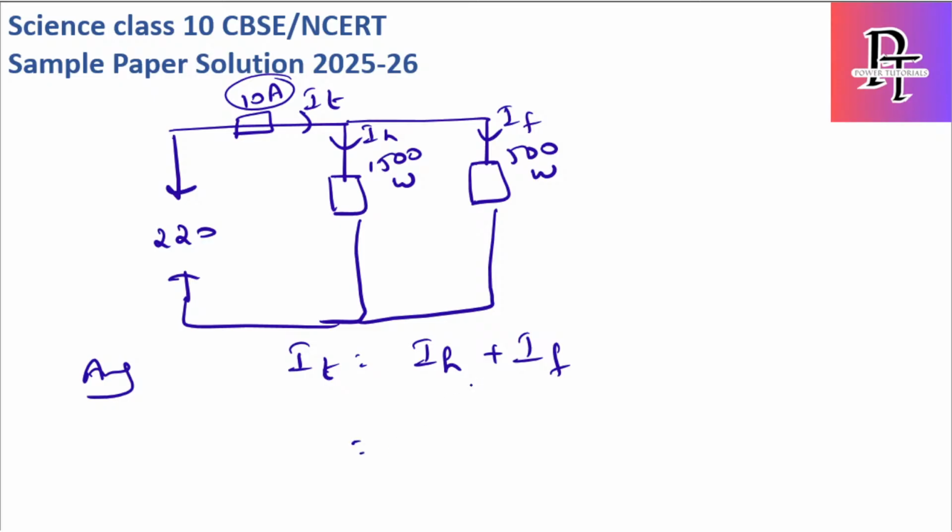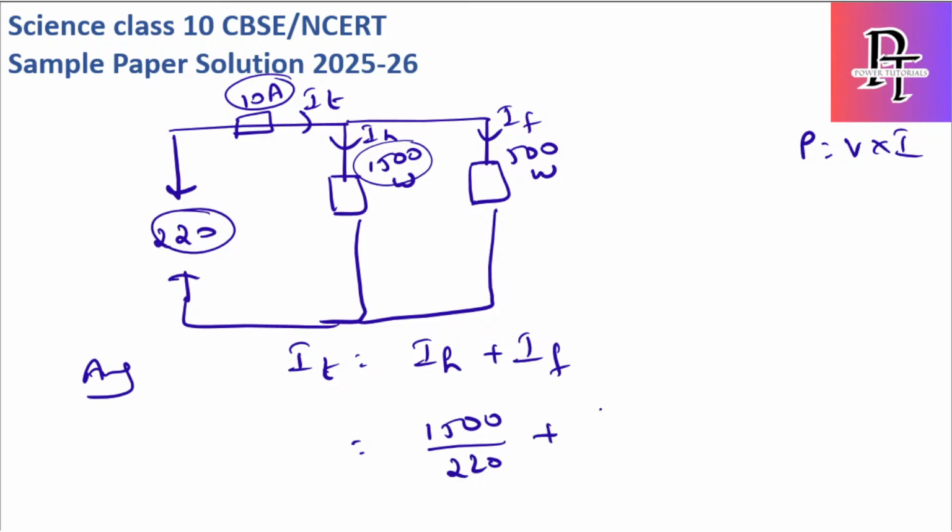So for the heater we have the power rating and we have the voltage. Which formula do you have to use? Power is equal to V into I, so the I value is nothing but P by V. Power is 1500, V how much? 220. And for the fan, power is 500, voltage is 220. Okay, we'll get decimals now. Let's solve the decimal values.